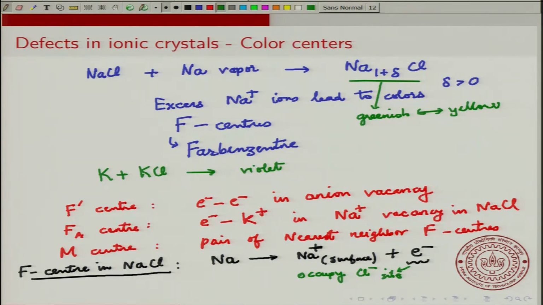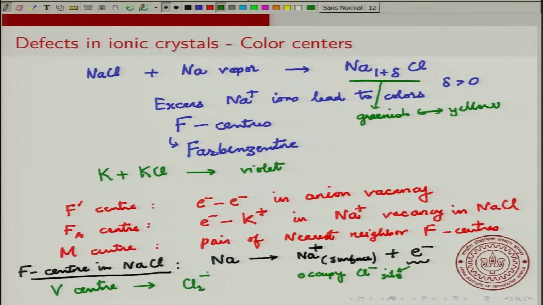So the way you get an F center in NaCl is, even though it looks like excess sodium, it's actually the excess electrons produced due to ionization of the sodium, and those occupy the Cl minus site. I should also mention that you can get things like V centers. A V center is basically a Cl2 minus. Instead of a chlorine ion, you have something like a Cl2 minus in one of the sites, and that would be a V center.